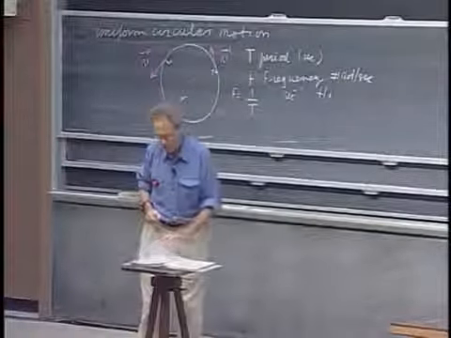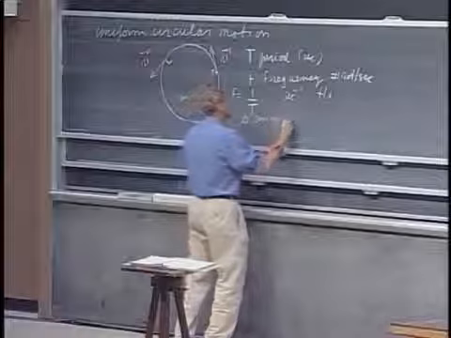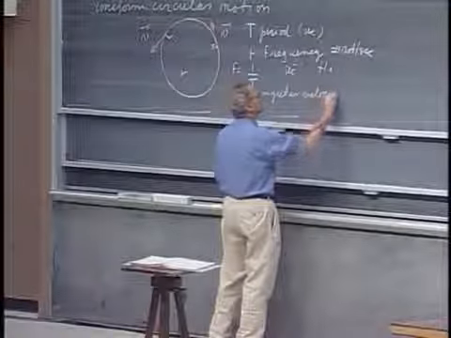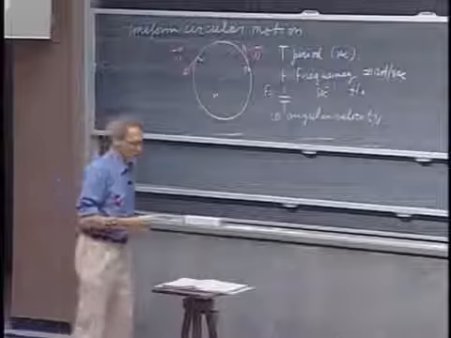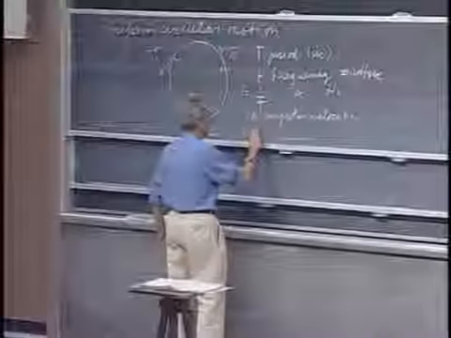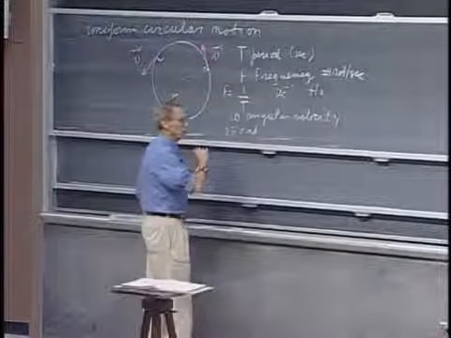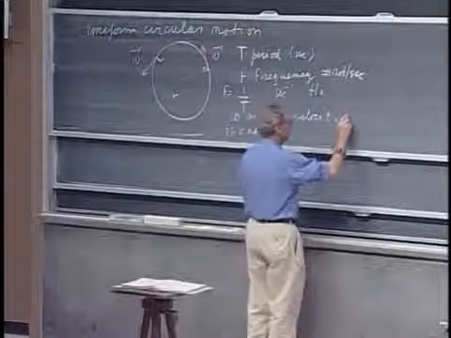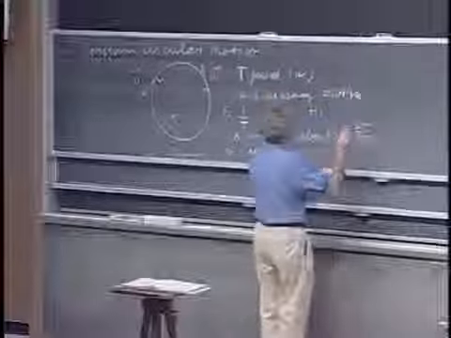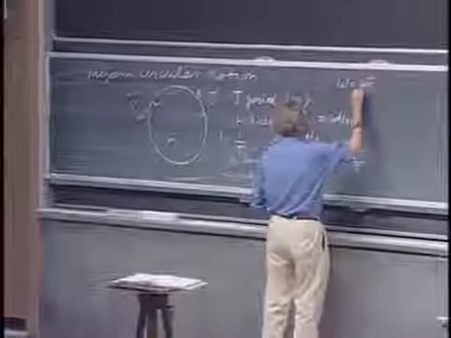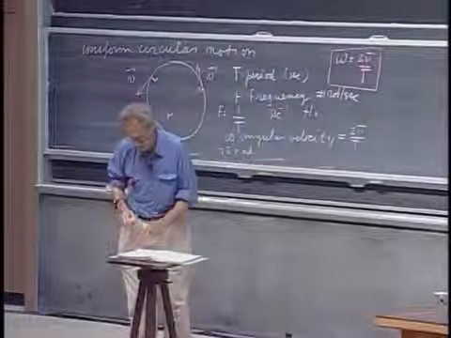We also introduce angular velocity, omega. Angular velocity means not how many meters per second, but how many radians per second. Since there are 2 pi radians in one full circle, and it takes T seconds to go around once, it is immediately obvious that omega equals 2 pi divided by T. This is something that I would like you to remember. Omega equals 2 pi divided by T. 2 pi radians in capital T seconds.